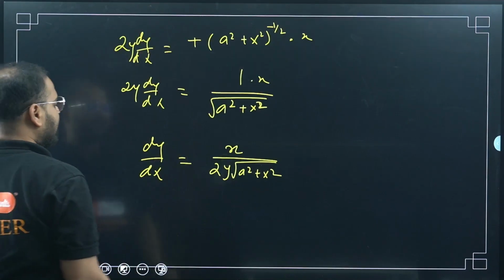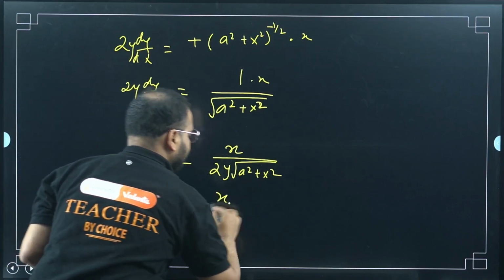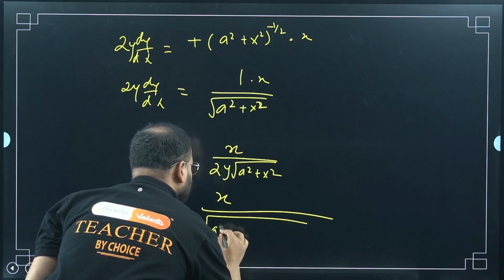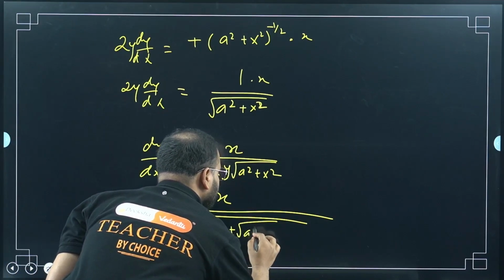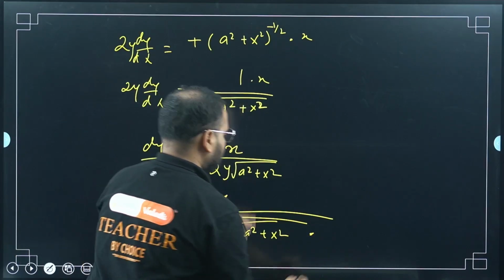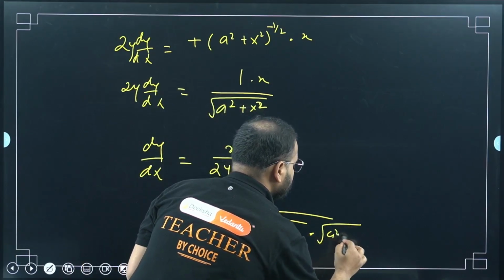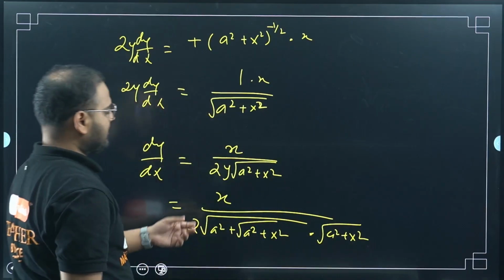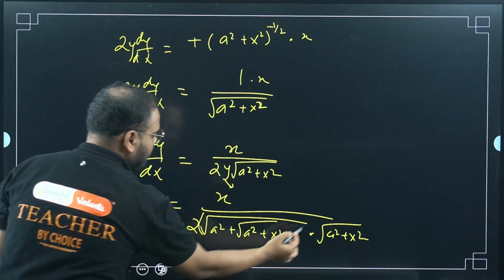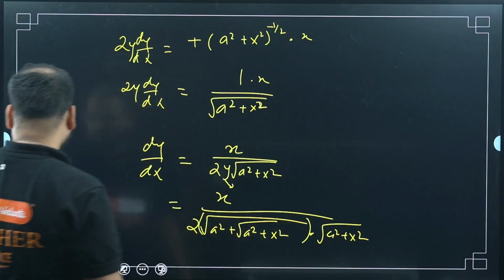So I can rewrite this as x upon 2 times root of a square plus x square, and this thing multiplied with what? This another a square plus x square. This part is only for y. Okay, I hope this is clear. Please have a look.